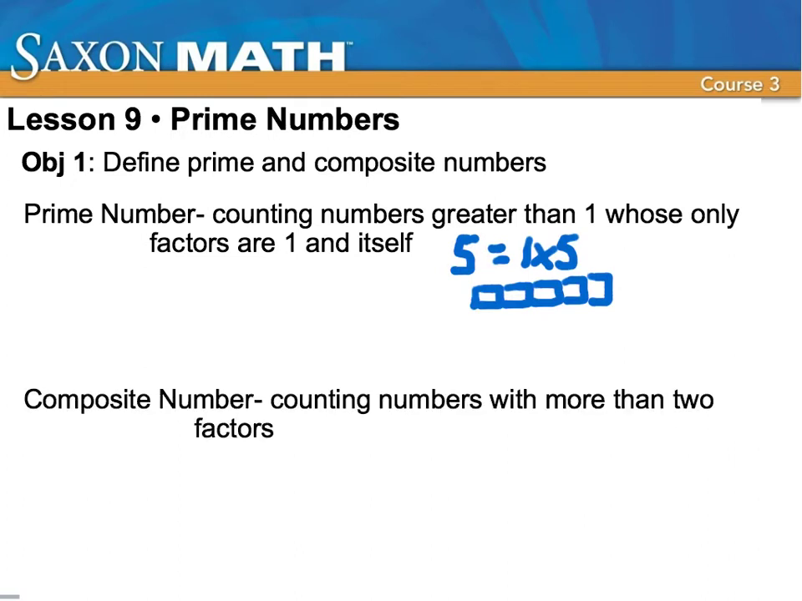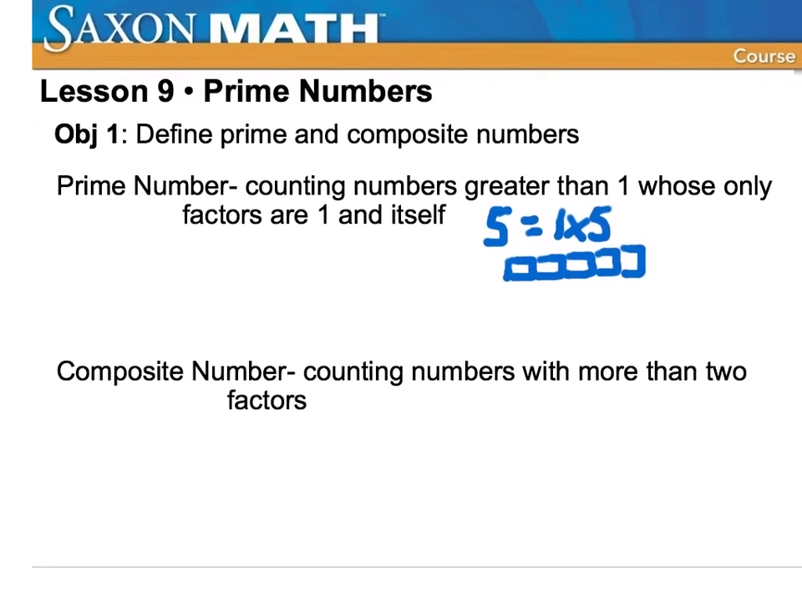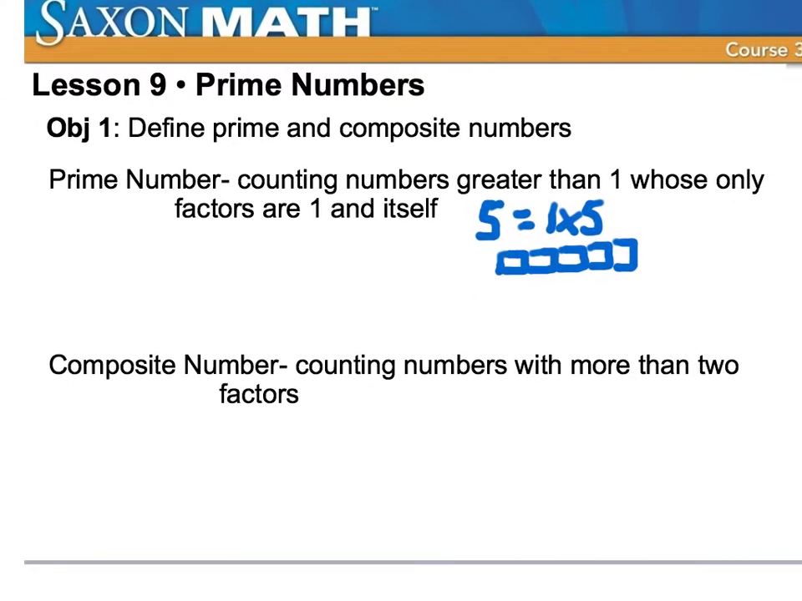A composite number, on the other hand, is a counting number with more than 2 factors. So there's more than one way I can multiply 2 numbers together to get it. For example, a composite number would be 6. How can I multiply 2 numbers together to get 6? I can take 1 times 6, and I could also take 2 times 3. So factors of 6 are 1, 6, 2, and 3.